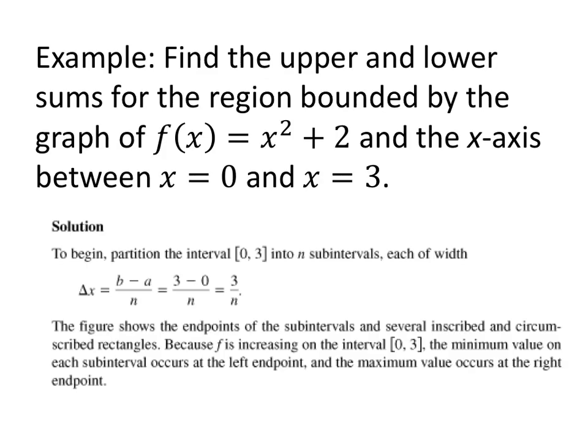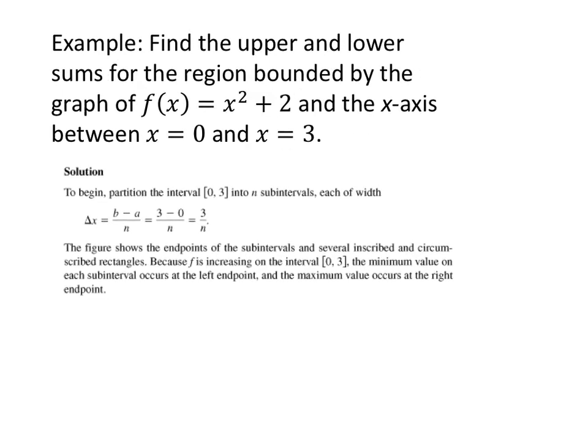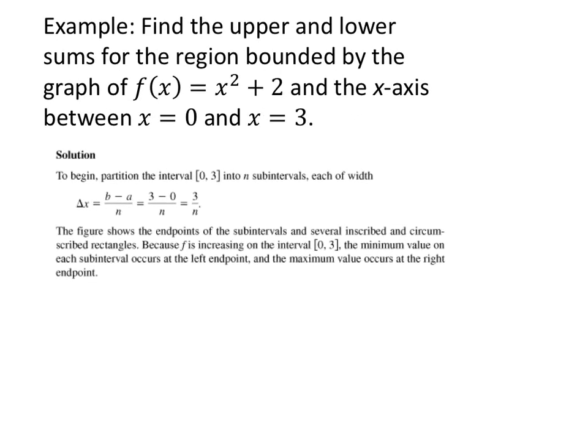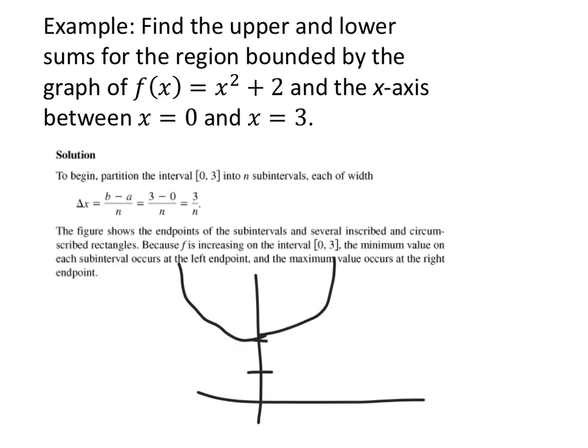So again, finding upper and lower sums for the region bounded by the graph of f of x equals x squared plus 2 and the x-axis between 0 and 3. What might that look like? I know it makes some of those words really small, but x squared plus 2 looks something like this. Let's pretend I could draw a parabola from 0 to 3. So I'm looking for this area, and we're going to pretend that I can actually hit that really well.